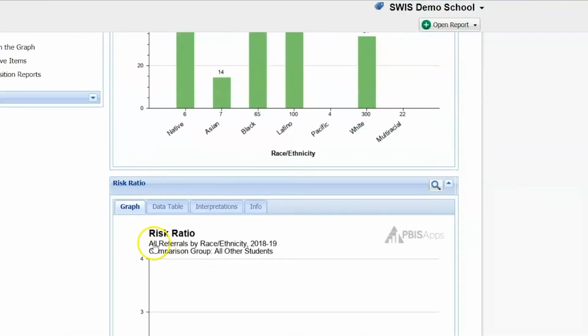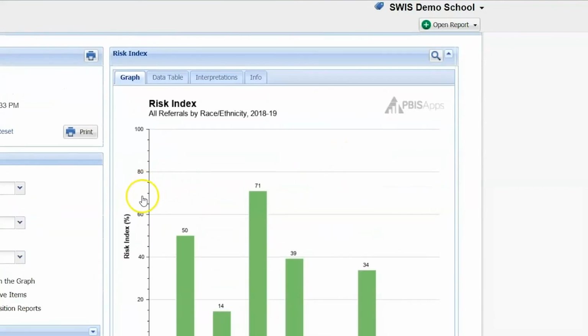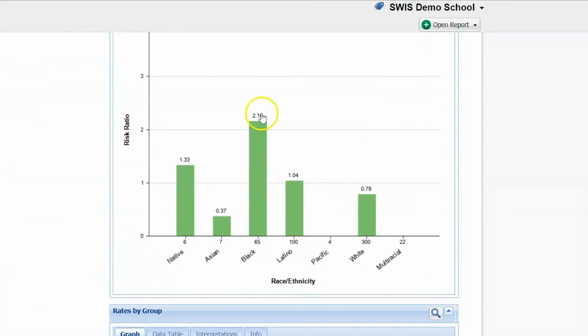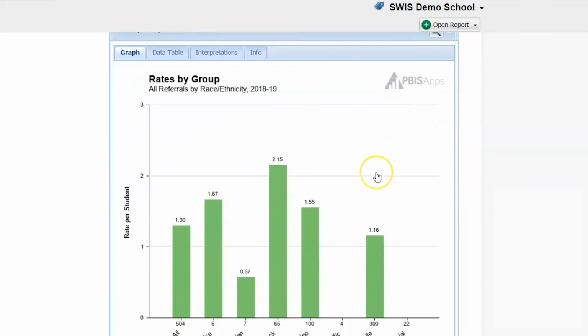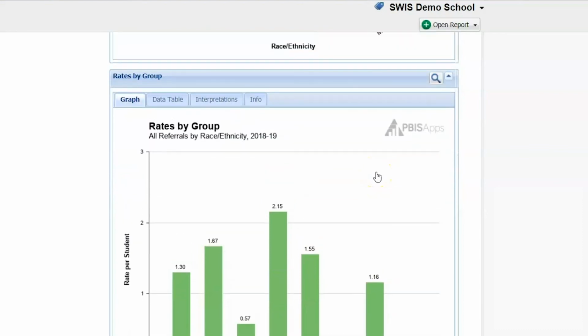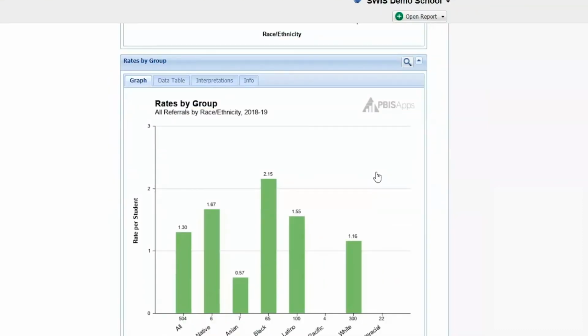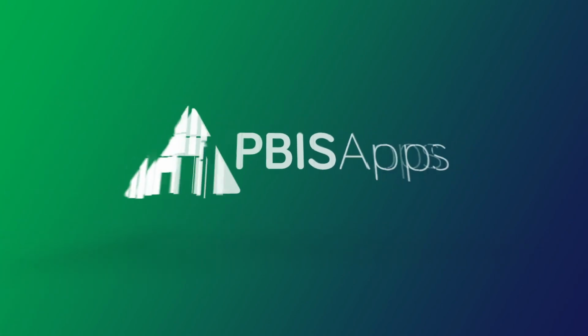Having already noticed some disparate outcomes in the risk index and now the risk ratio graphs, we want to keep moving through the rest of the equity report to see if we can understand more about this discrepancy. Let's do that in video number 3, Rates by Group.